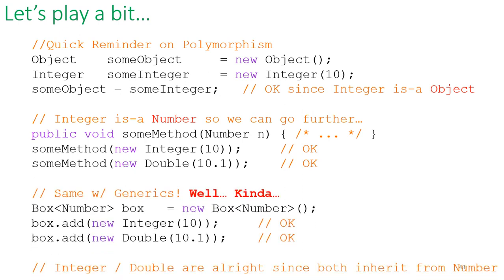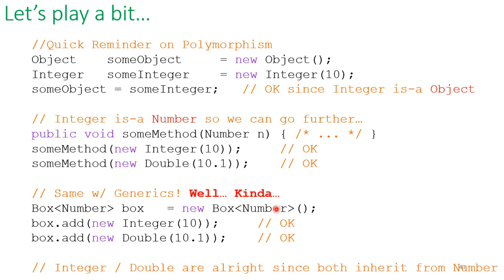Now let's try to mix that in with generics. So we are going to use our Box class example. We have a Box of Number, box. So box is a reference variable meant to hold a reference to an object of class Box of Number. And we create such an object on the right-hand side of this assignment, new Box of Number. And then we try to use the add method from this Box of Number object. And we add first an Integer and then a Double.